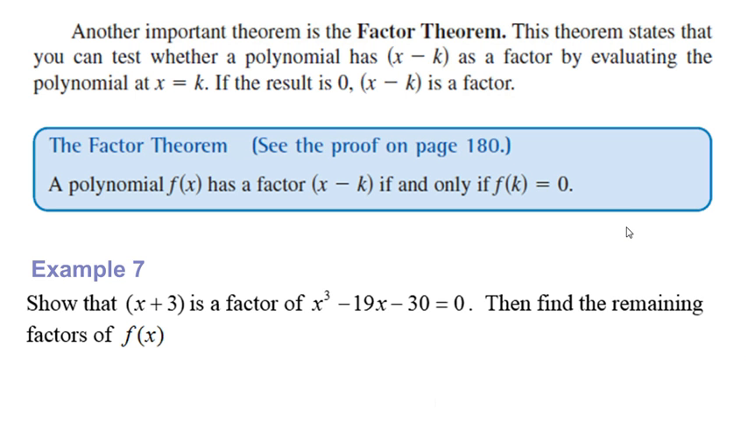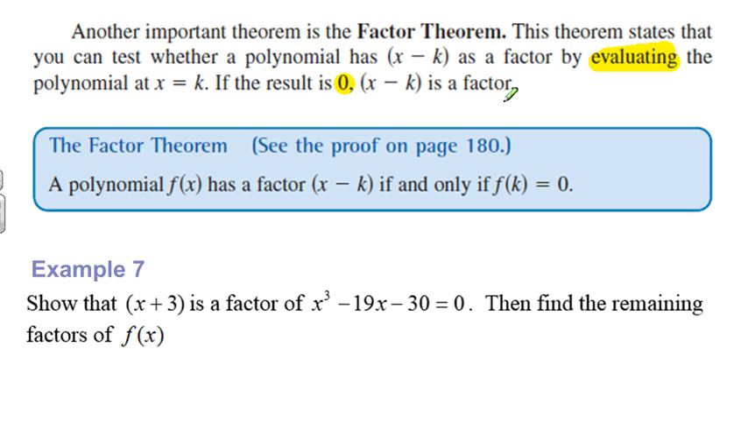Another important theorem is the factor theorem. This theorem states that you can test whether a polynomial has x minus k as a factor by evaluating the polynomial at x equals k. And we know another way of evaluating now, right? We're not going to plug in the value x equals k. We're going to use synthetic division. And if the result is zero, then that means that x minus k is a factor, okay?